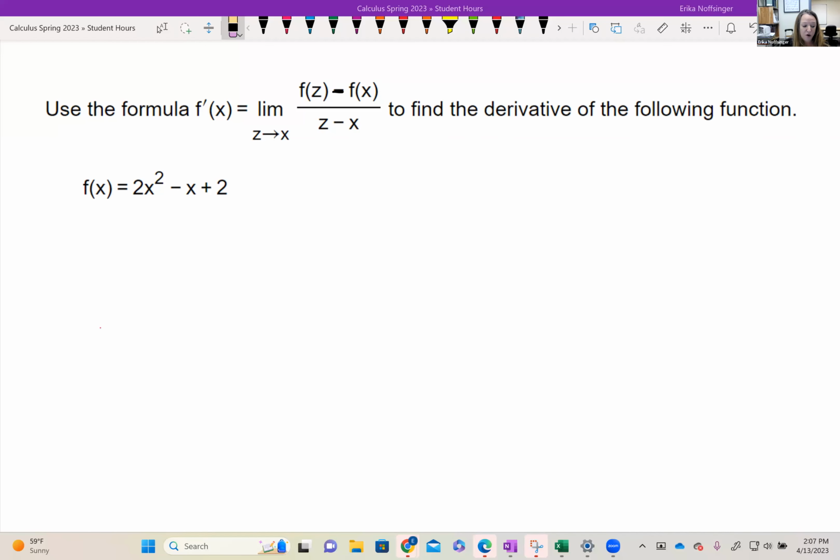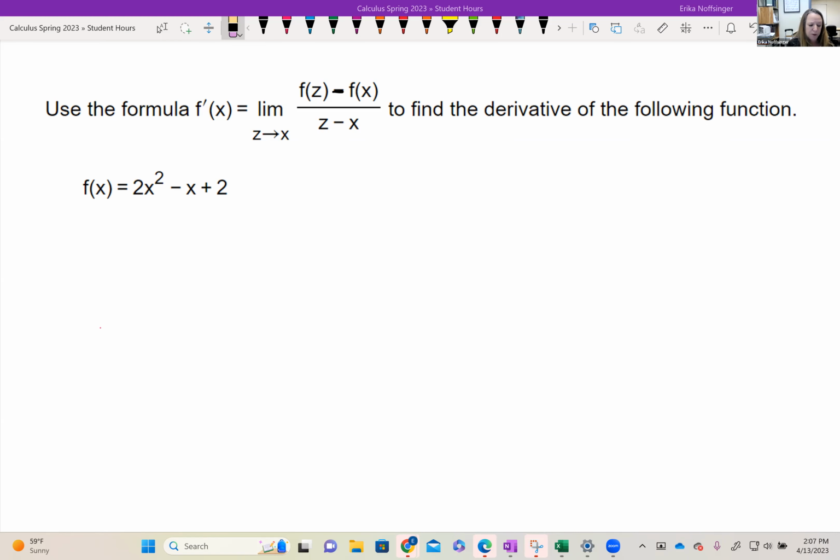In front of you, we have a homework problem. This homework problem says use the formula f prime of x equals the limit as z approaches x of f of z minus f of x, all over the quantity z minus x, to find the derivative of f of x equals 2x squared minus x plus 2.